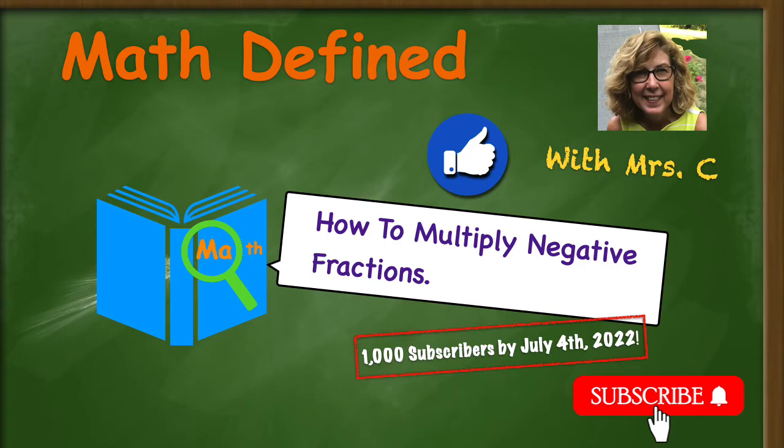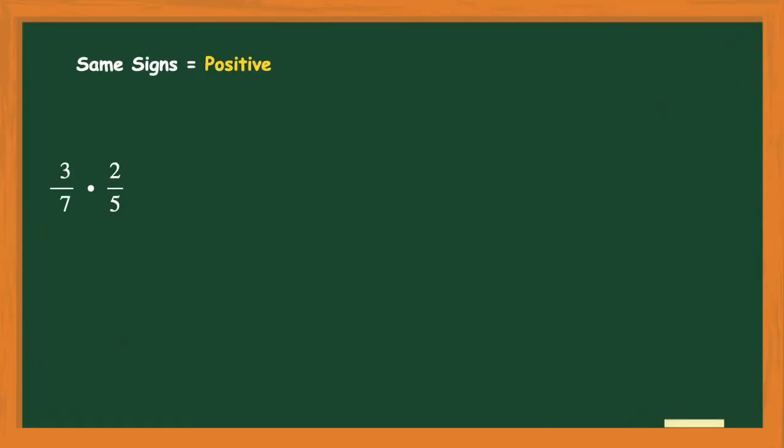So let's get started. Today we're going to be talking about how to multiply with positive and negative fractions. I'm going to start off with a pair of positive fractions. I think you already know from your experience with multiplying fractions that when you multiply a positive fraction by another positive fraction, your answer or your product will also be positive.